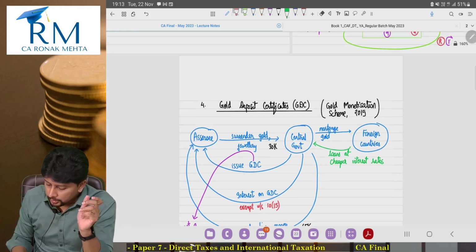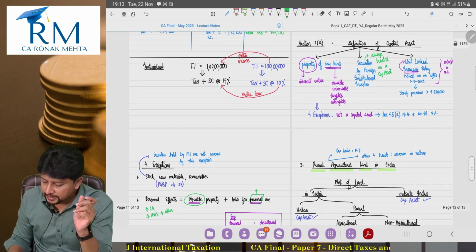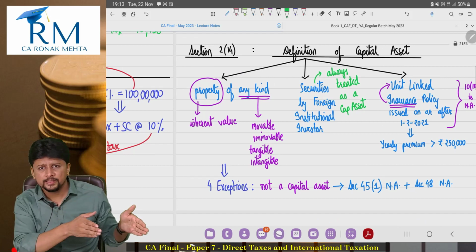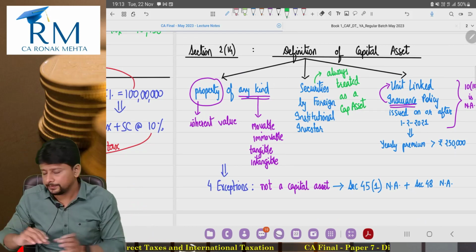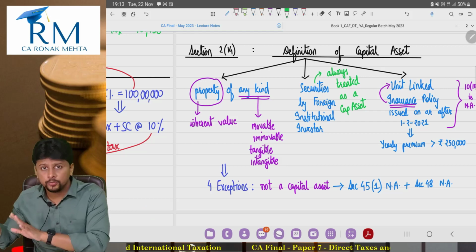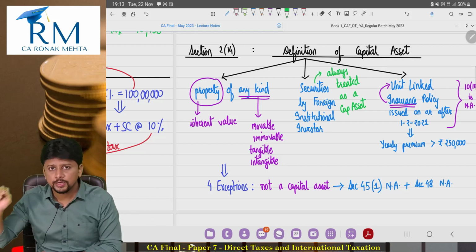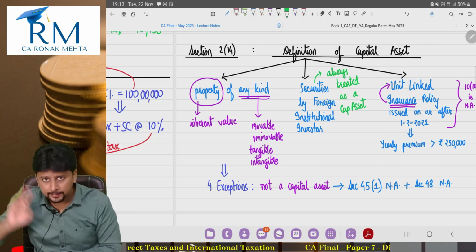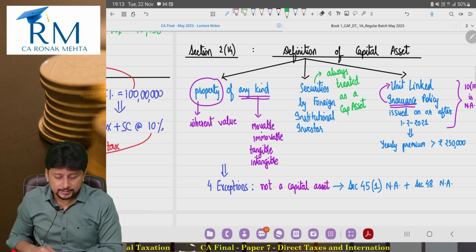Chalo. So finishing the definition of capital asset. Capital asset's definition has three parts. Property of any kind held by the assessee, securities held by foreign institutional investor, always a capital asset, and ULIP, unit linked insurance policy, issued on or after 1st Feb 2021, yearly premium exceeds 2,50,000. Detailed discussion about ULIP pending. Securities held by FII, always a capital asset.